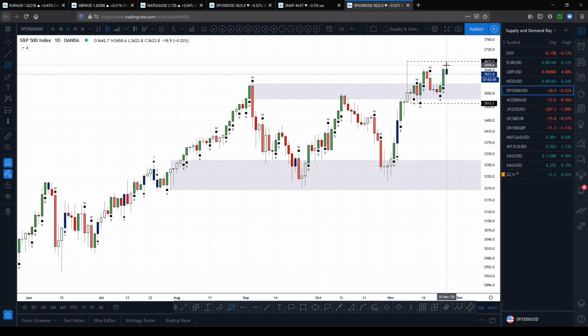Yesterday was quite a big day. It was a very nice day for us trading the S&P. I've been long down in here on smaller time frames, and it's done quite well. That trade is almost over.